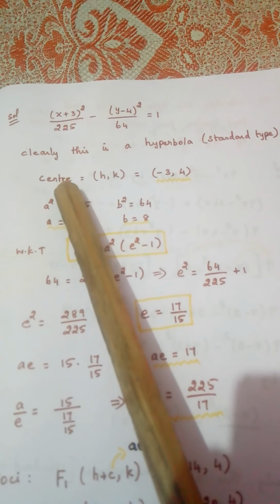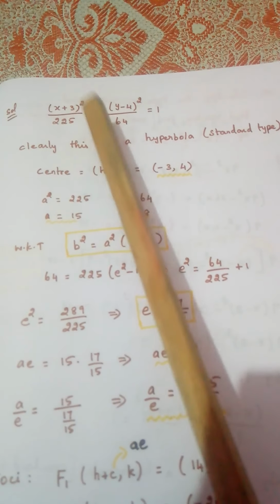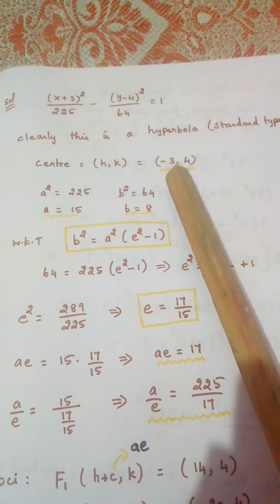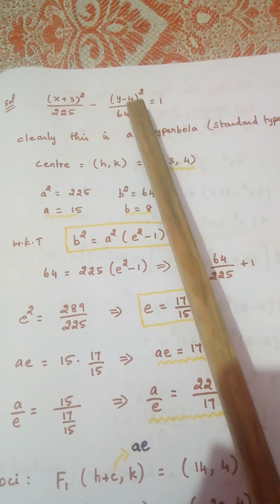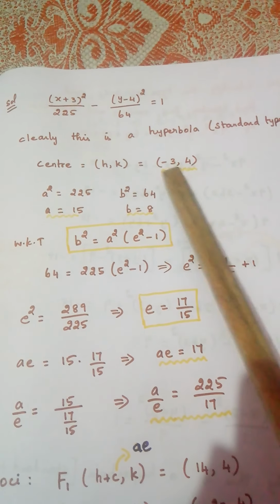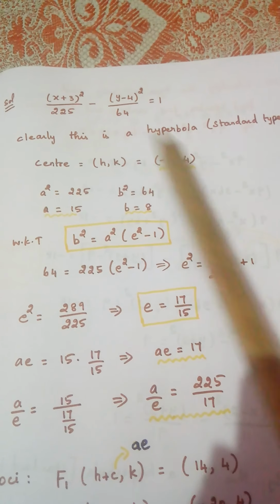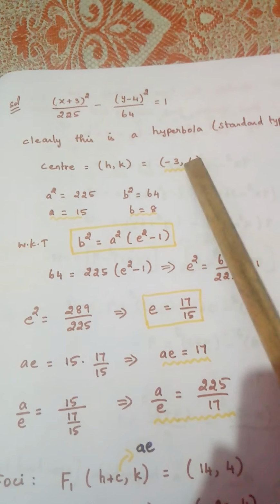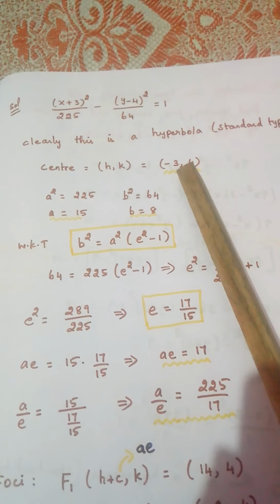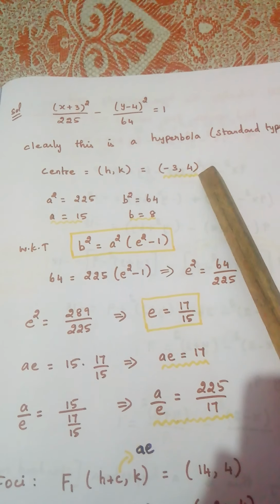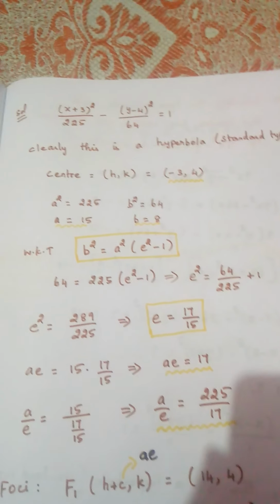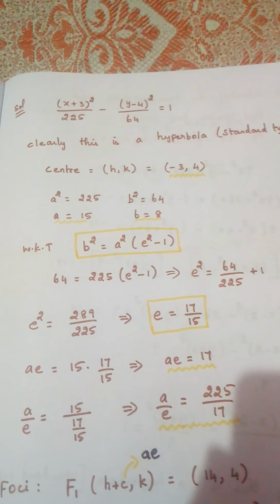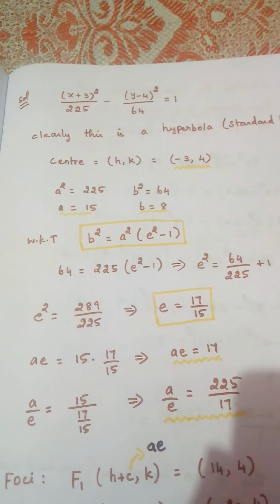Center, I already told, we can say directly. Plus 3 means I should write minus 3. Minus 4 means plus 4. So minus 3, 4 is nothing but the center value, which means h is minus 3 and k is 4. Are you able to understand? H is minus 3. K is equal to 4.